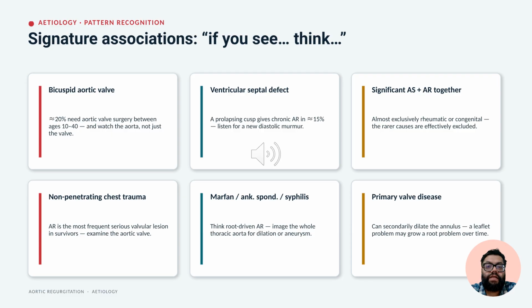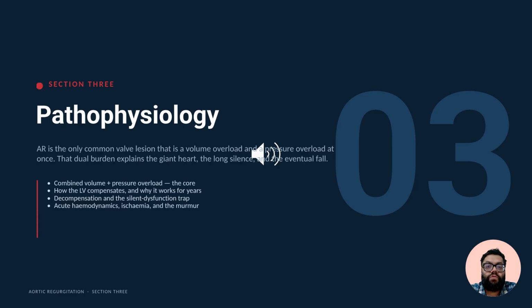And keep one humble caveat in mind. A primary leaflet problem can, over years, stretch the annulus and manufacture a root problem on top. The buckets leak into each other. This is the engine room of the whole topic.